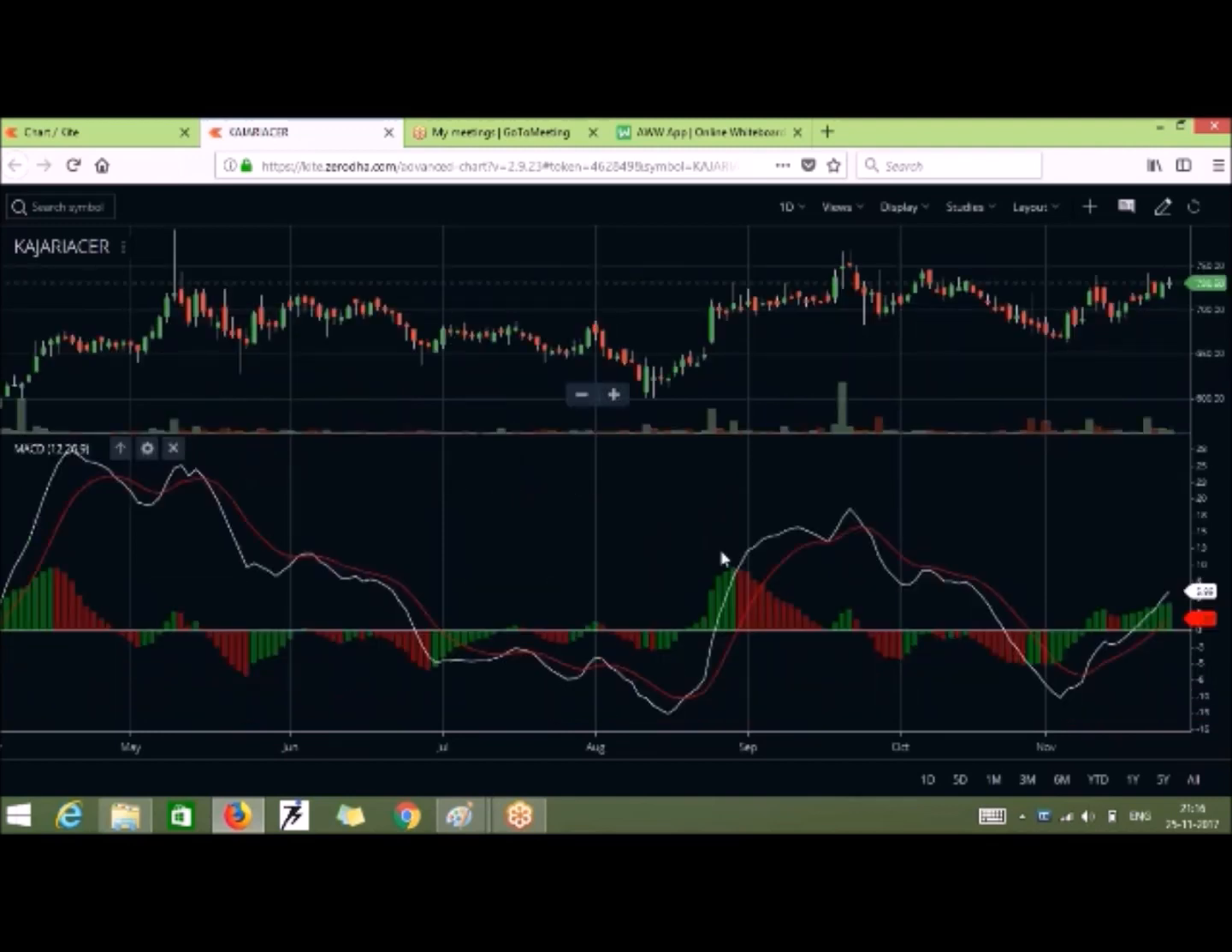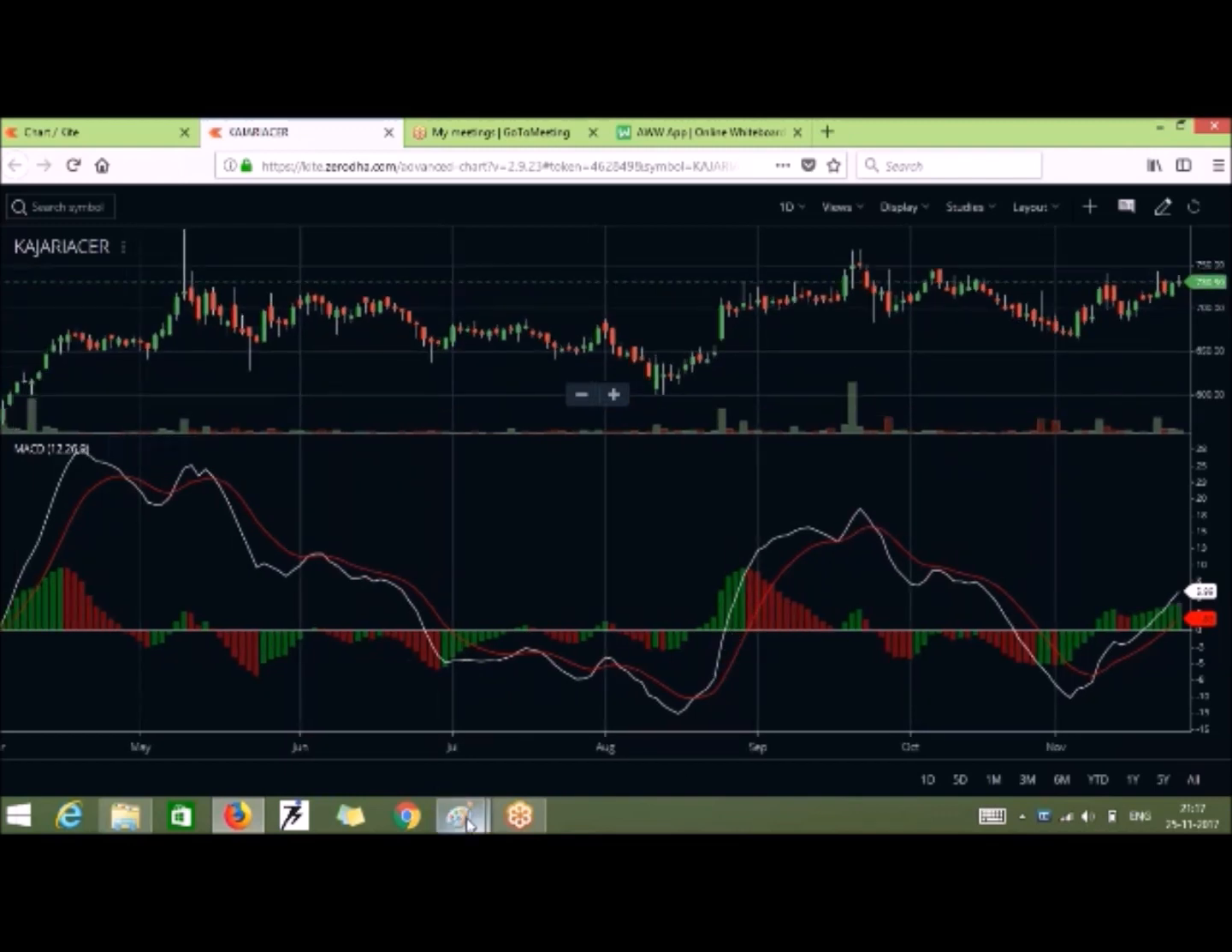So what exactly I was telling about is that the bullish zero line crossover happens when MACD crosses over the zero line from below. Please write down this setup. There is a third setup which I am explaining: bullish zero line crossover. It happens when MACD crosses over the zero line from below.